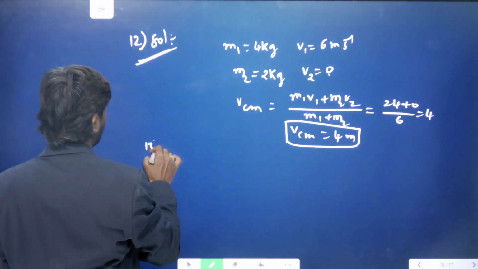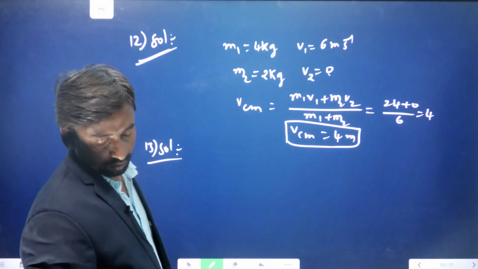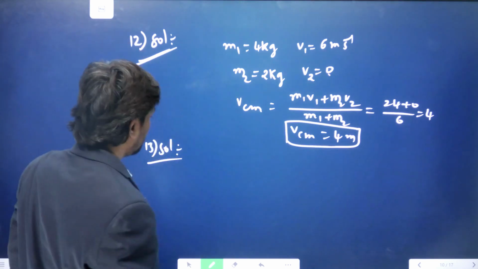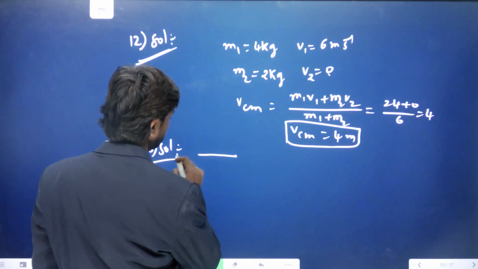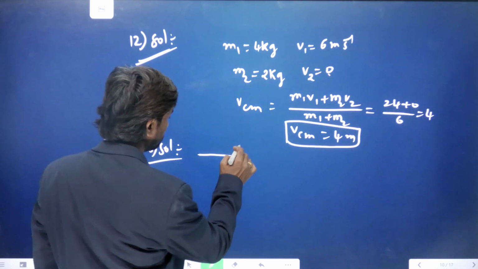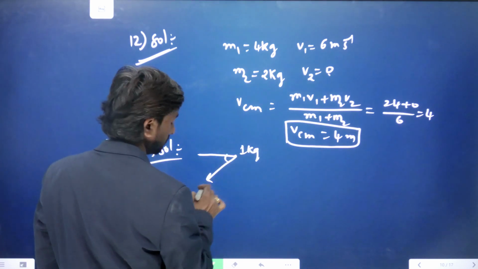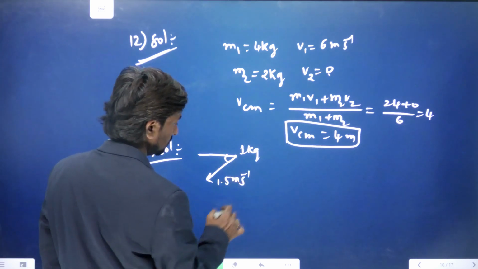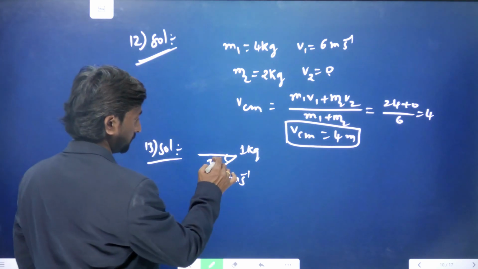Now to the 13th one. The 13th problem you see here. There are different velocities given there. This body is a 1 kg mass, and it has the velocity given like this, 1.5 meter per second, and this is at 37 degrees.